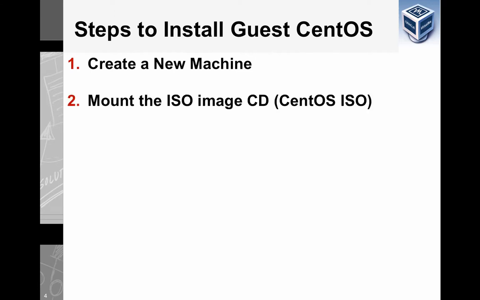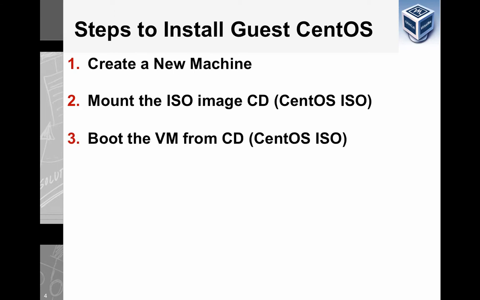Okay, so what are the steps to install the guest CentOS operating system? Basically, all you need to do is launch your VirtualBox and then execute the following steps. These are high-level steps that I'm going to give you. We'll go through the screenshots first, and then I'm going to show you a live demonstration of the installation. First, you create a new machine in your VirtualBox. Then you mount the ISO image CD, which is the .iso file that we downloaded. Then you boot the VM from the CD. Then you install the guest operating system.